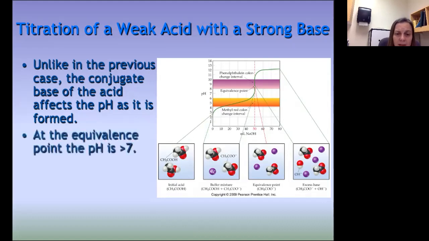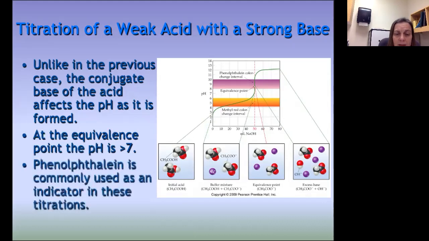And once we get past the equivalence point, again, we're adding excess strong base. And so now the pH is going to be controlled by the quantity of strong base. So now we're back to a stoichiometry problem. But right at the equivalence point, it's an equilibrium situation. In these kinds of titrations, because the equivalence point is above 7, it's usually around 8 to 8.5, phenolphthalein is a very common indicator.